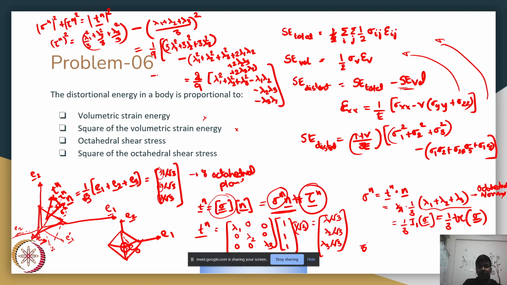And this is tau n square. Compare this with this, and you can quickly see that this is the octahedral shear stress. The tau n square is proportional to the distortion.